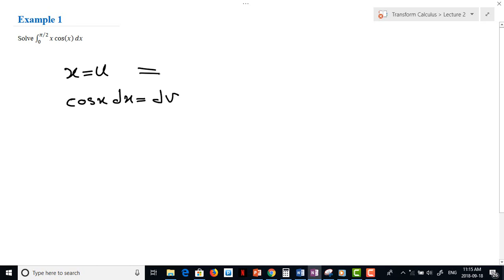If x is equal to u, I can take the derivative of both sides of the equation, so dx is equal to du. And if dv is equal to cosine x dx, I can take the integral of both sides of the equation. As a result, v is equal to sine x. In fact, I just took the integral of the right hand side of the equation, so it ended up with v, and the left hand side, the integral of cosine x dx, is equal to sine x.